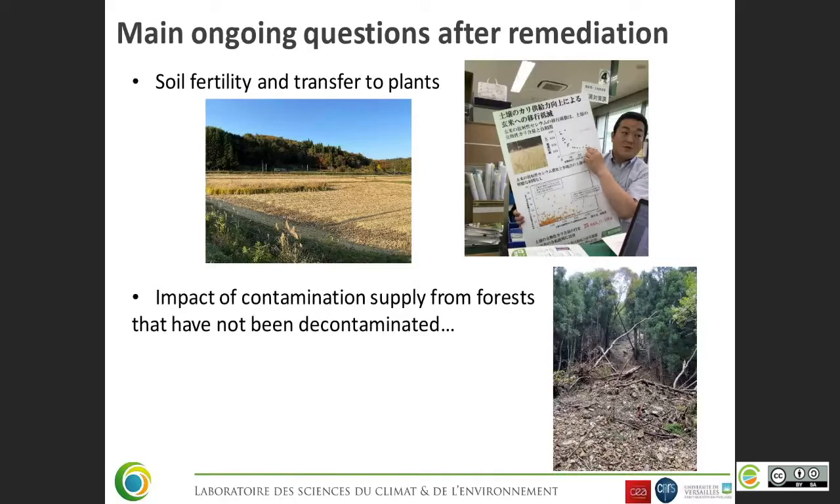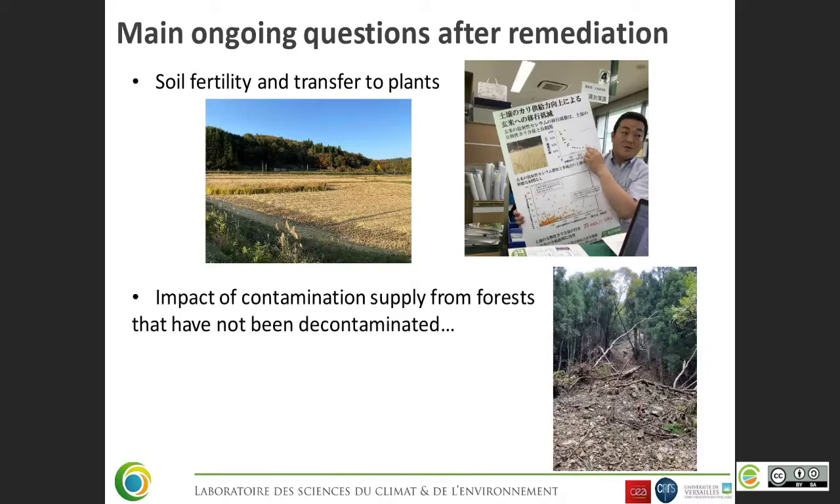So the decision on what plant to cultivate is important. Questions about fertilization, for instance, putting potassium-enriched substances on land, which is interesting in terms of cesium transfer control, because potassium is analogous to cesium. So if you enrich the soil in potassium, there will be less transfer of cesium from the soil to the plant. But farmers don't like it so much because for them it's a cost with no benefit in terms of production.